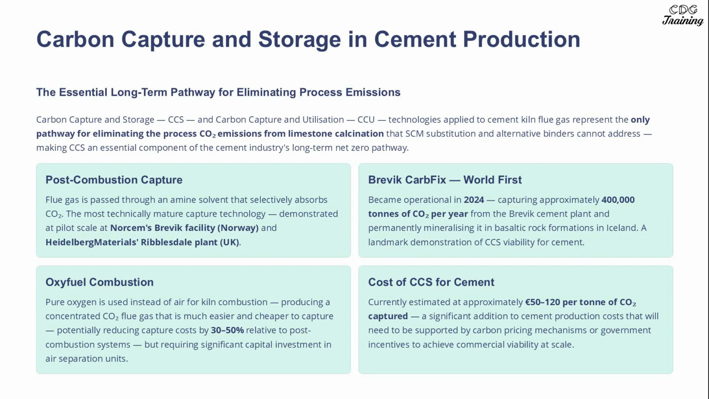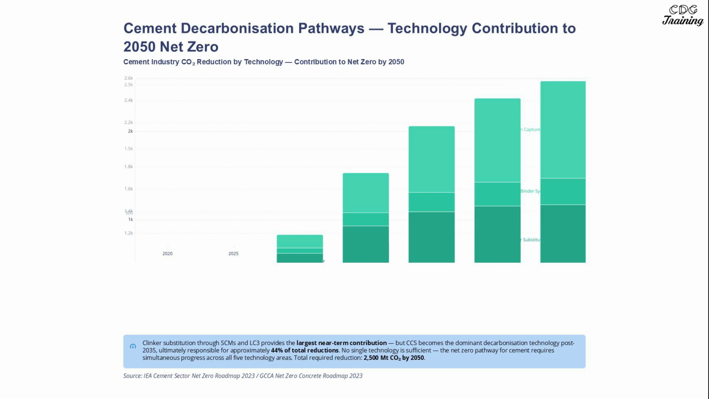Carbon capture and storage is essential for eliminating process emissions in cement production. Technologies like post-combustion capture and oxyfuel combustion are paving the way for a sustainable future. Decarbonization pathways for cement involve a combination of technologies to achieve net zero by 2050. Clinker substitution and carbon capture are central to these efforts.